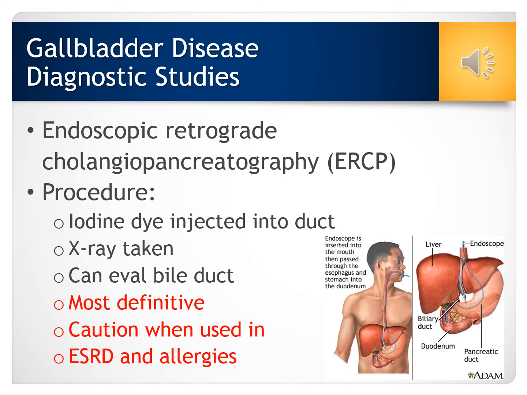An endoscopic retrograde cholangiopancreatography, or ERCP, allows for visualization of the gallbladder, the cystic duct, the common hepatic duct, and the common bile duct. During this procedure, iodine dye is injected into the duct while x-rays are taken. This way they can evaluate how the bile moves through the duct. This is the most definitive test, but it has to be used in caution with patients who have end-stage renal disease or allergies to the contrast dye.